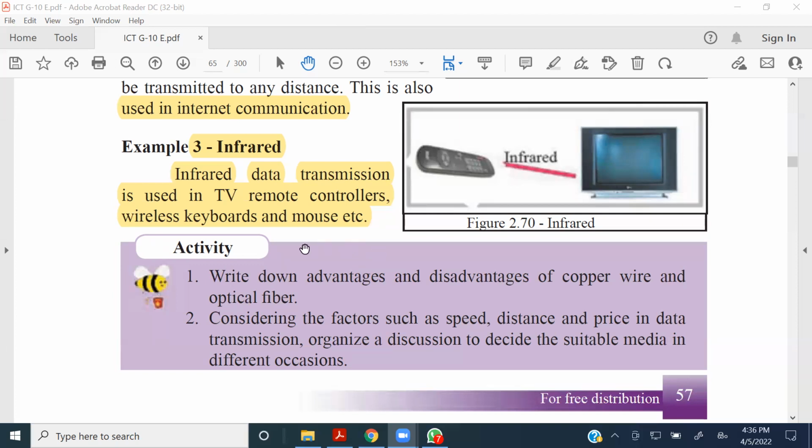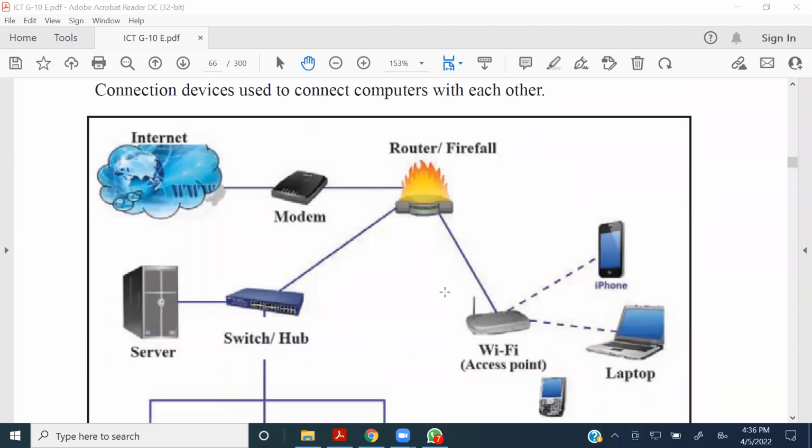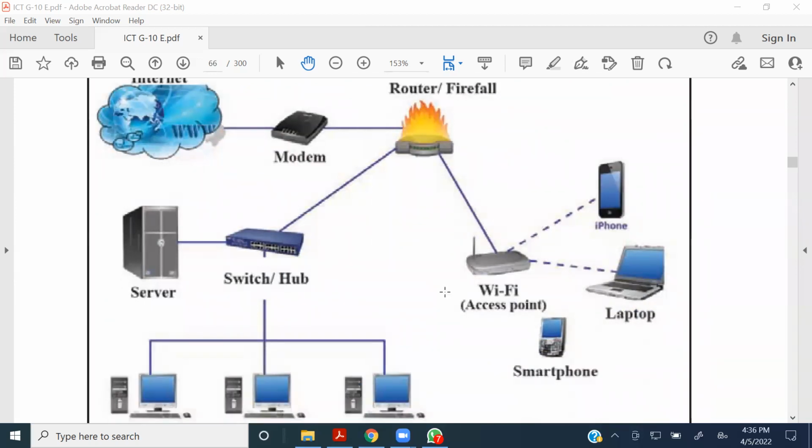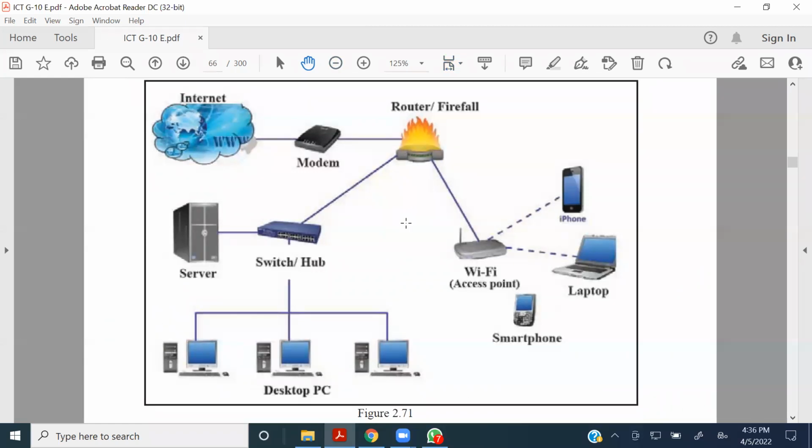Right, so we are moving forward to get to know about the network devices. Now, this is a very nice diagram that you can find in your textbook, people. Let me explain how this works. First of all, you have to identify the several different components in this picture. You can see devices like iPhones or mobile phones, laptops, and smartphones. These are things that we use in our day-to-day life.